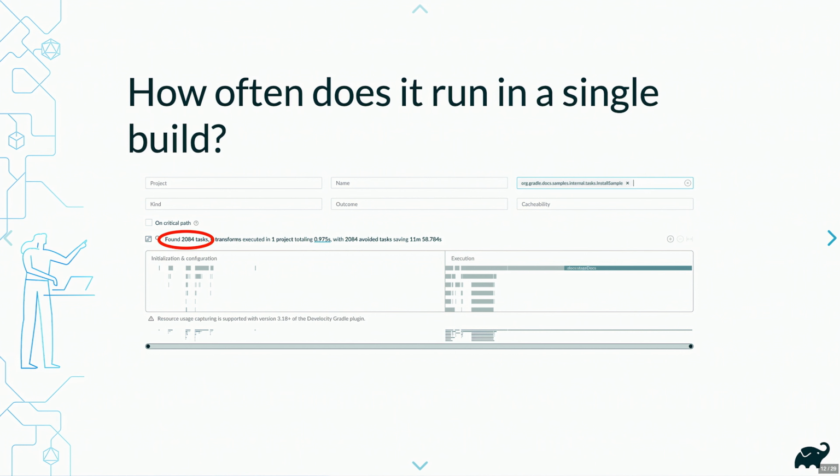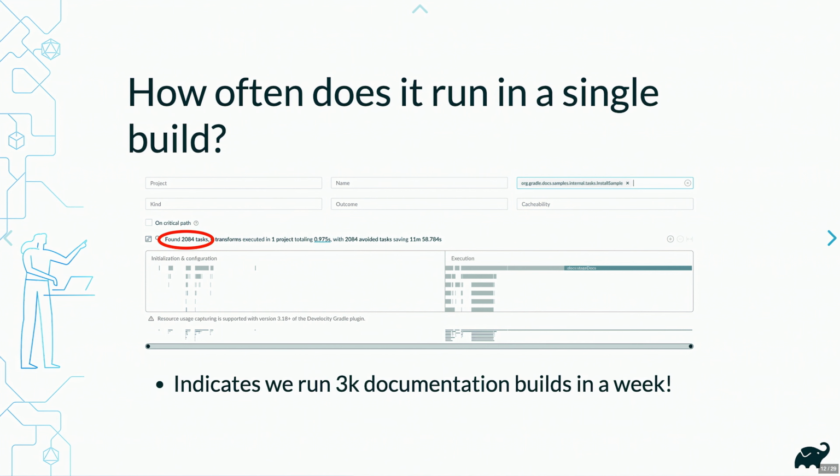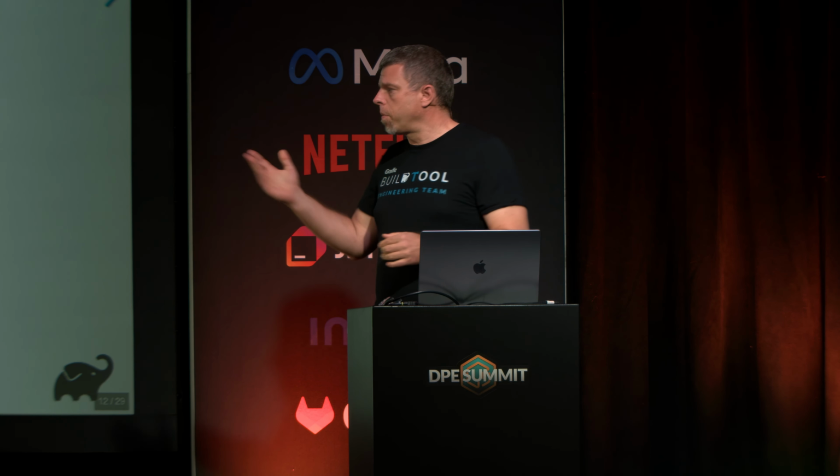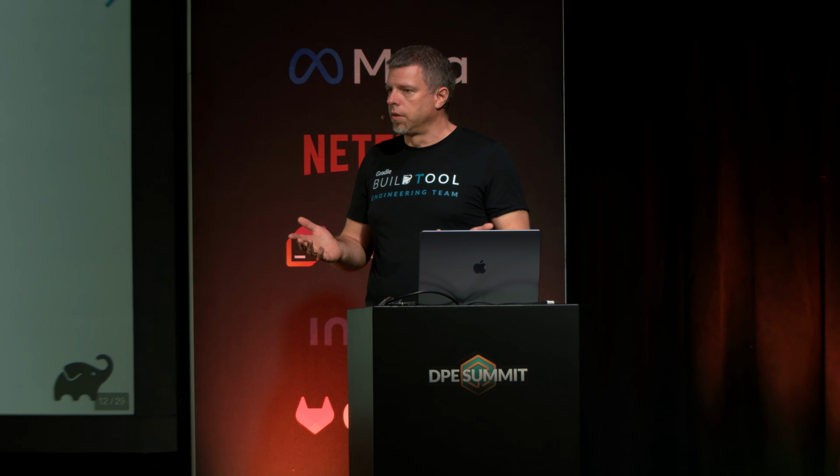How come? Well, if you go to a single build scan and search for that specific task, what you can see is that we have effectively more than 2,000 executions for a single build. And if we do the math, what it means is that we run 3K documentation builds over a week. We probably will want to follow up on that because that's a lot. We need to make sure that we're not running documentation builds too often.